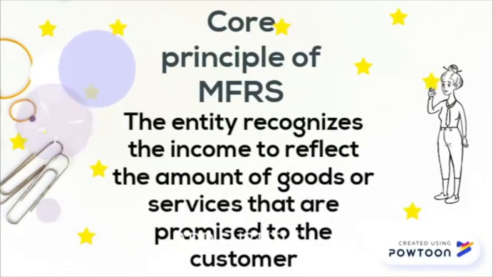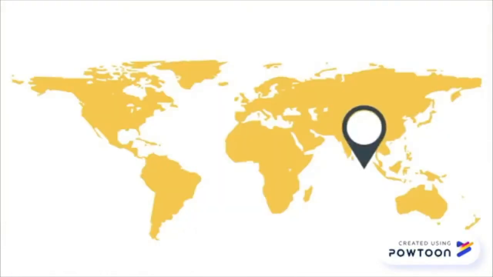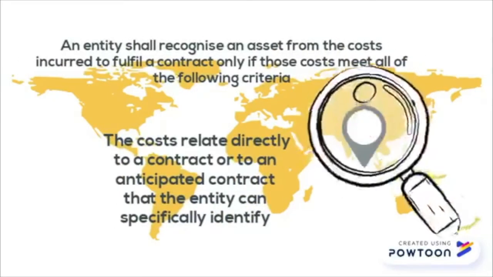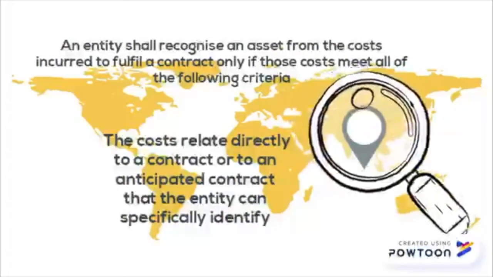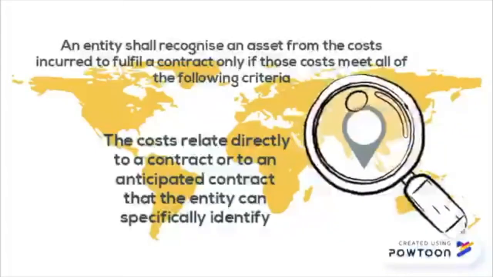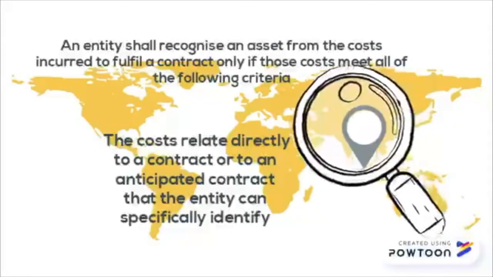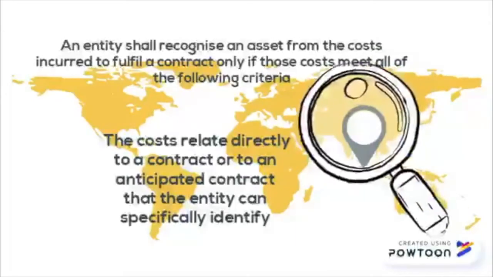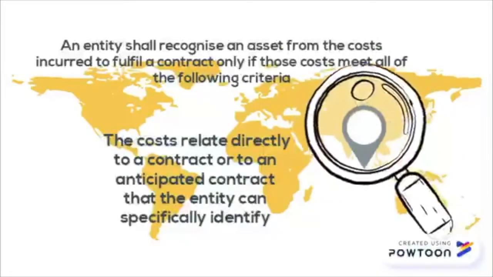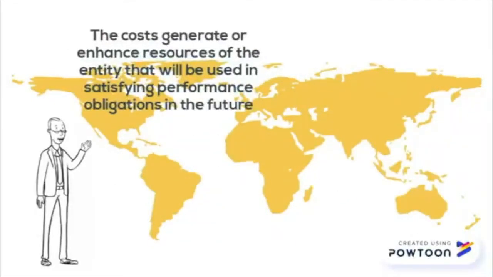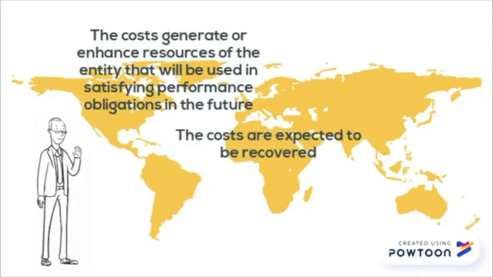An entity shall recognize an asset from the costs incurred to fulfill a contract only if those costs meet all of the following criteria. The costs relate directly to a contract or to an anticipated contract that the entity can specifically identify. The costs generate or enhance resources of the entity that will be used in satisfying performance obligations in the future. The costs are expected to be recovered.